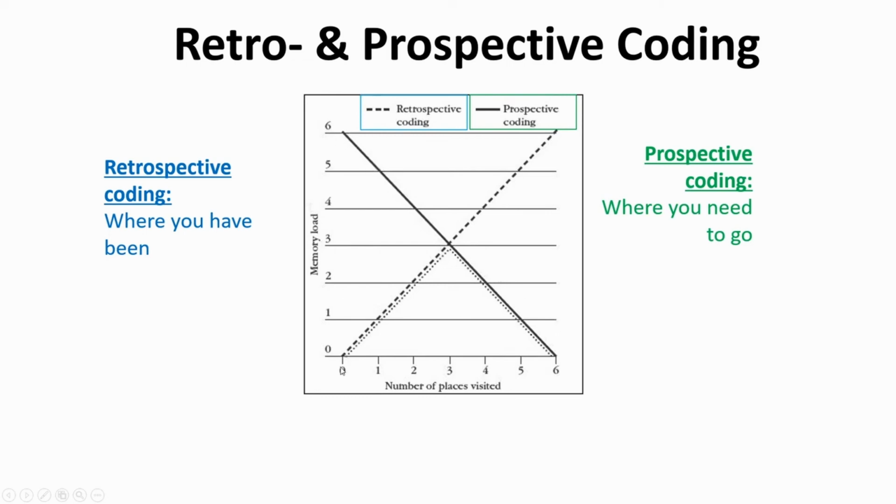And same thing, at the very beginning, if you haven't been anywhere, then there are 6 distinct places that you could go in the future. Once you visited one of them, now there are 5 places that you could go in the future, and so on and so forth. And then by the time you get to the end, once you've visited all 6 places, you don't have to remember any places because you've already been to all of them.